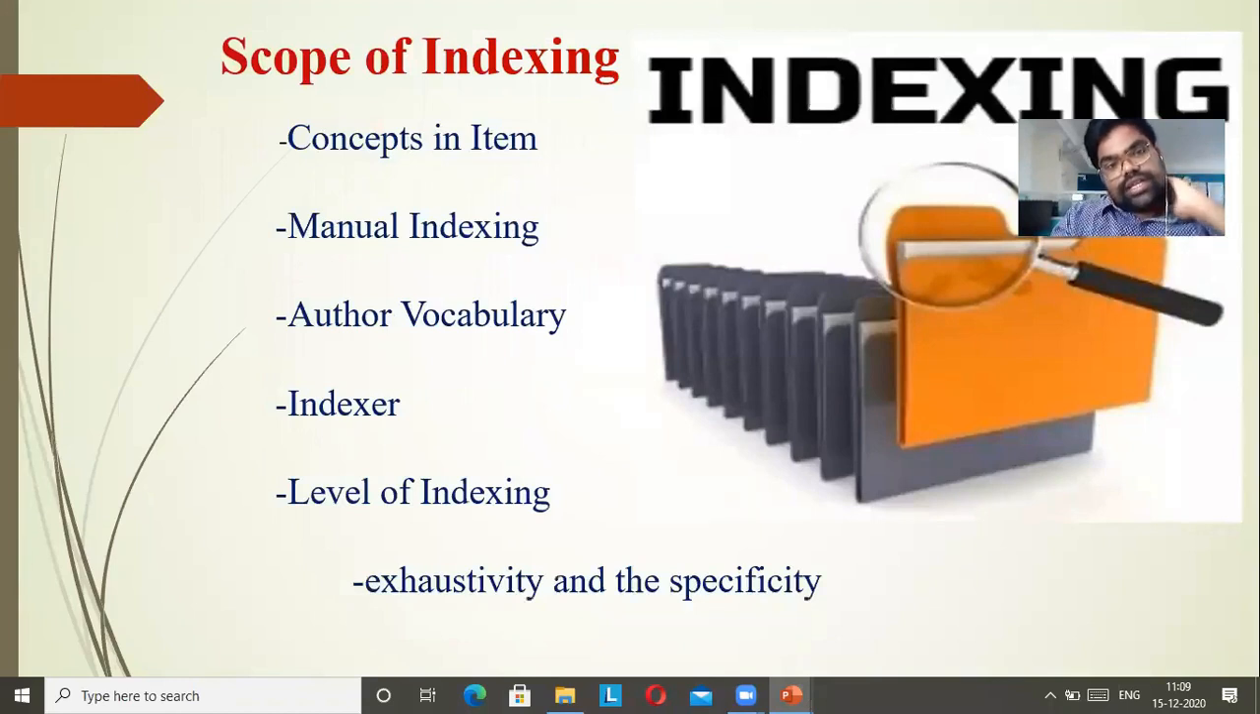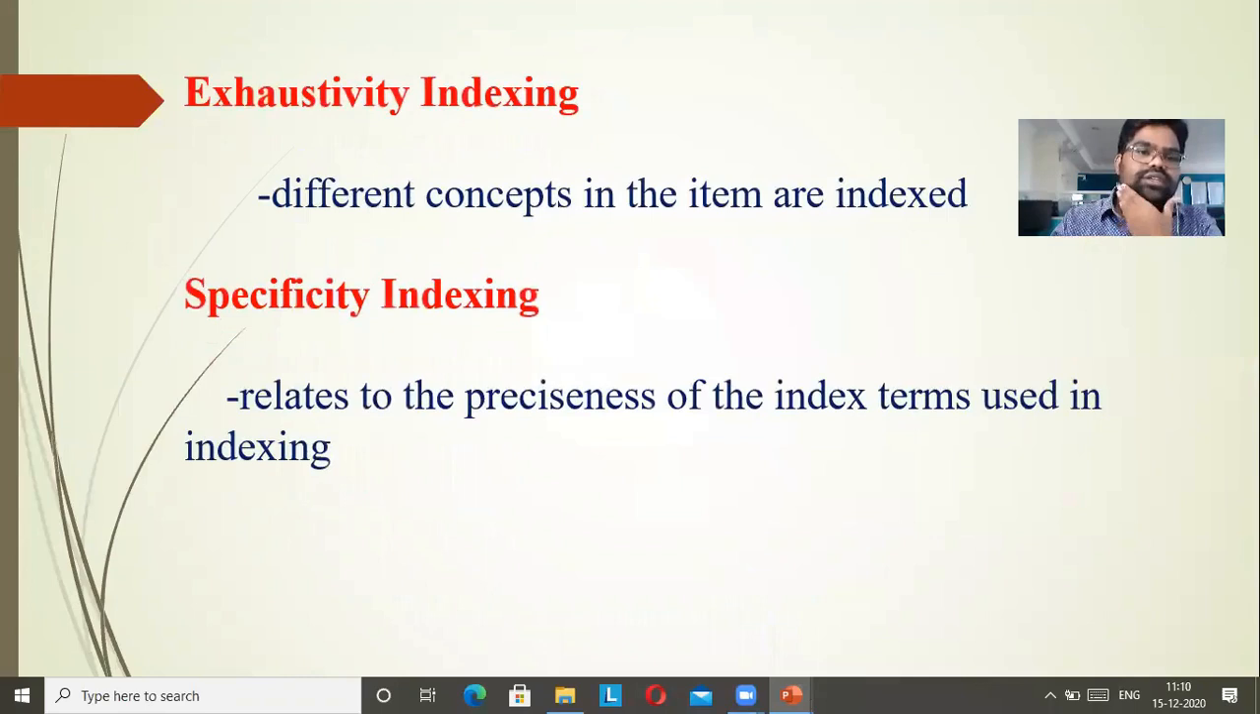What is the scope of indexing? Concepts in the item, manual indexing, author vocabulary, index terms, how the indexing will be done, and the level of indexing. The level of indexing is of two types. The first is exhaustivity and the second is specificity. Different concepts in the item will be exhaustive.